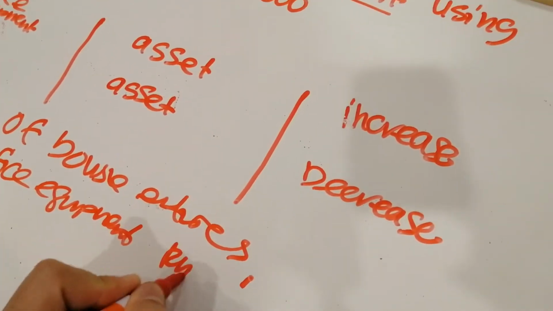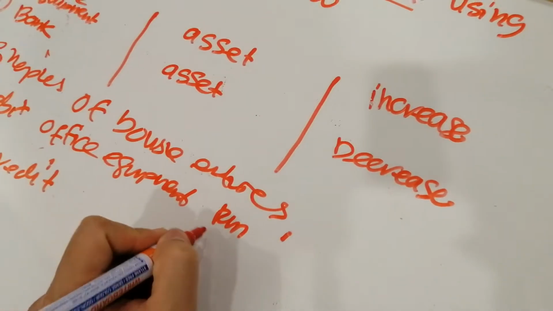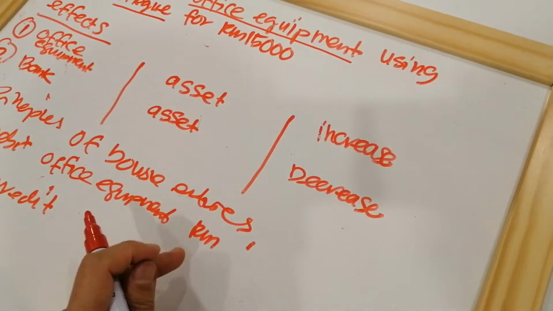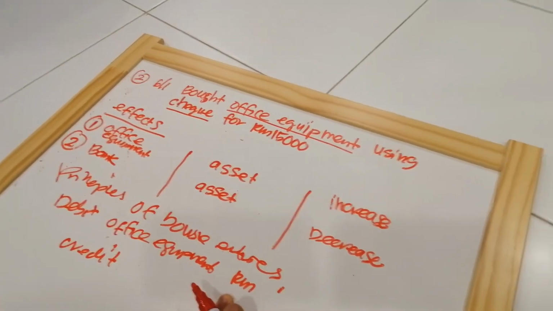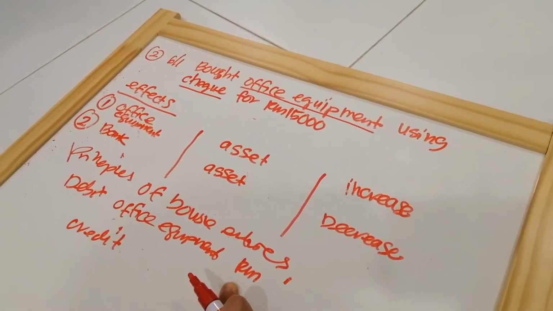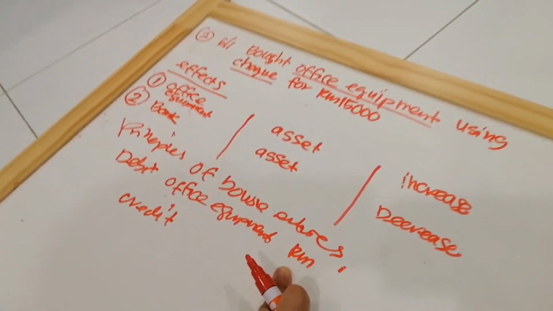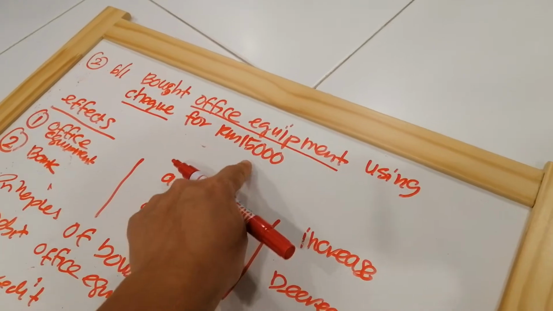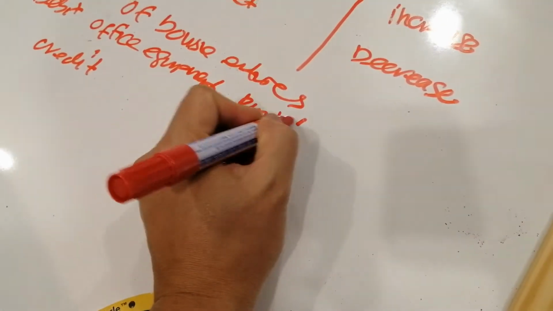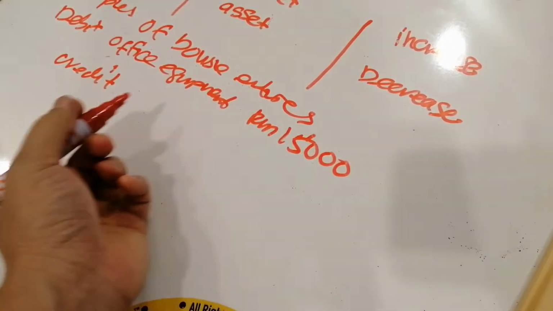How much is the value here? You must put RM because the second chapter explained already. In accounting, we measure the items, we measure the transaction using monetary value. So 15,000. So we put here 15,000.